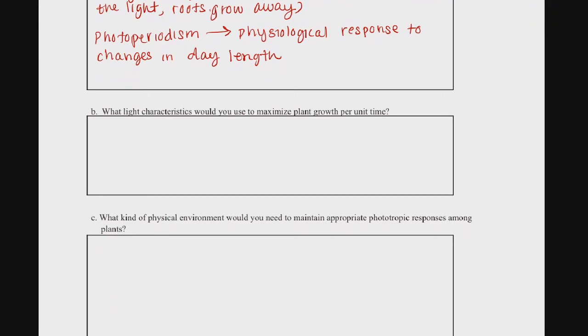B. What light characteristics would you use to maximize plant growth per unit time?